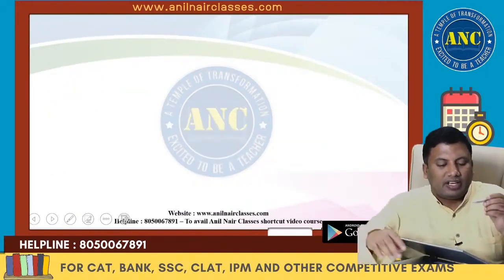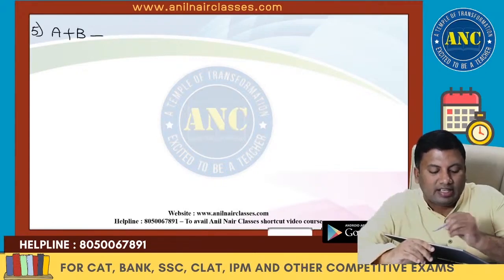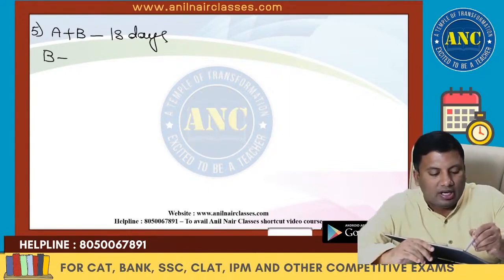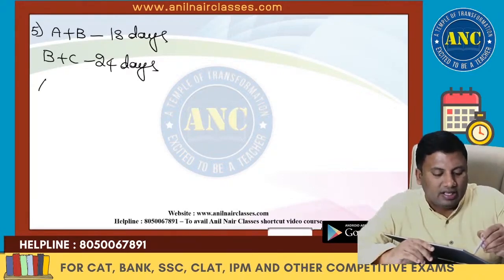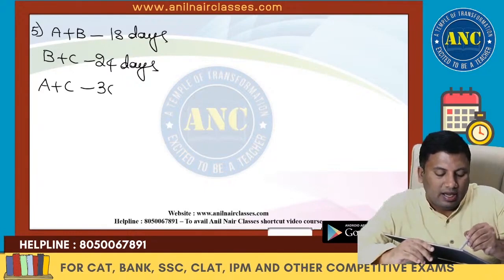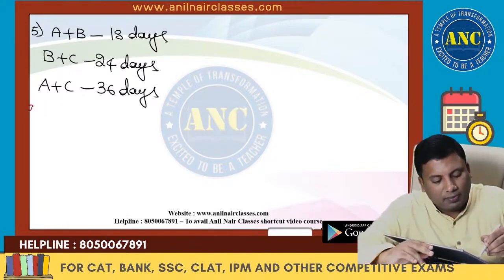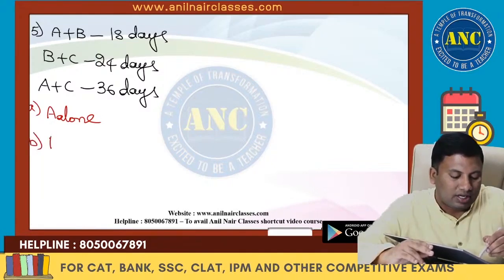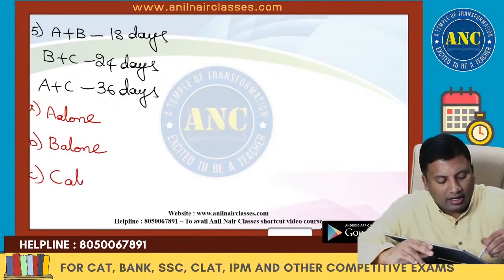Now the fifth example. Only A plus B together is given. A plus B 18 days, B plus C 24 days, A plus C 36 days. First point, A alone can complete the work. Another important model: B alone can complete the work, C alone can complete the work.